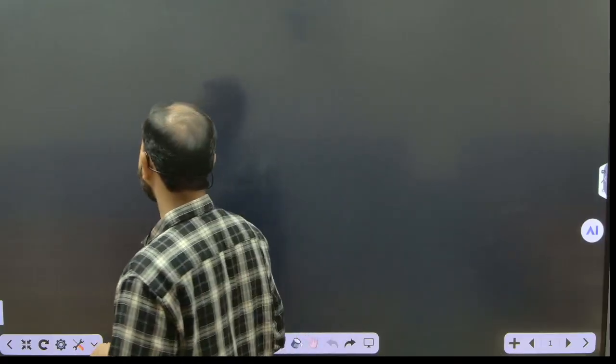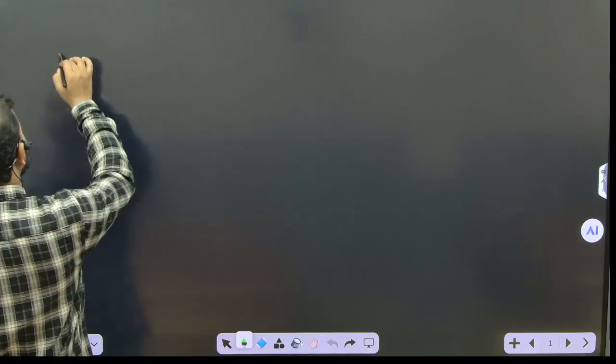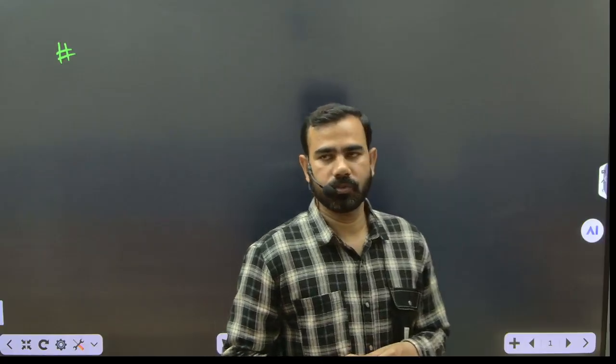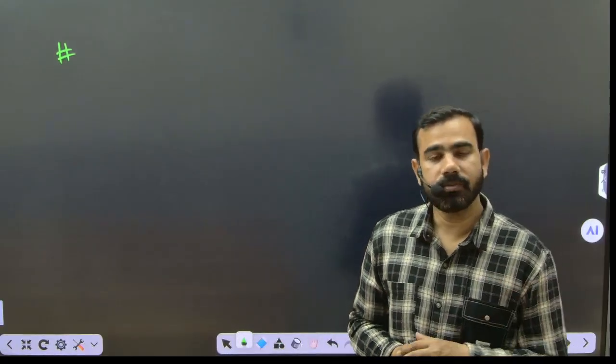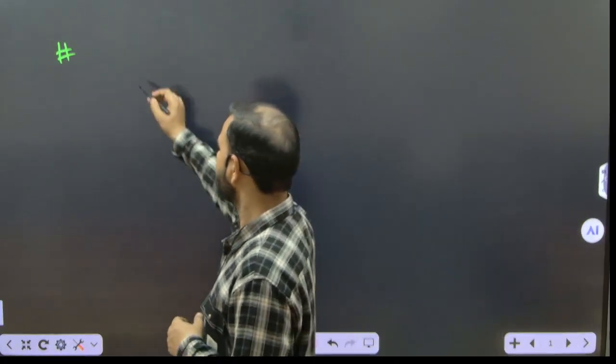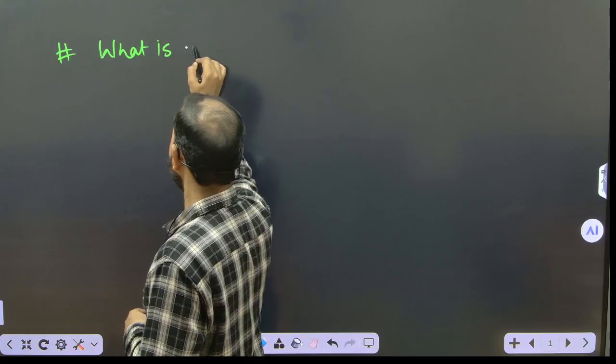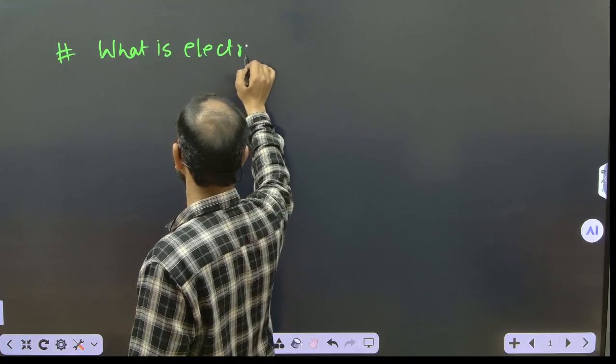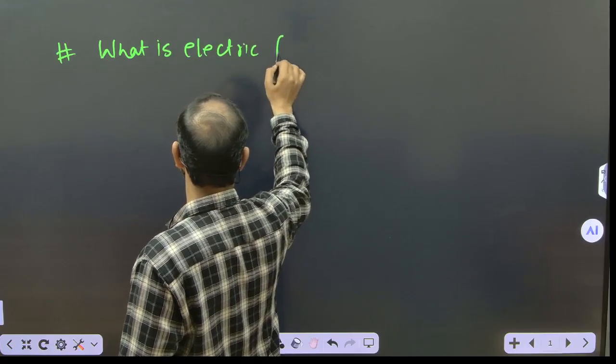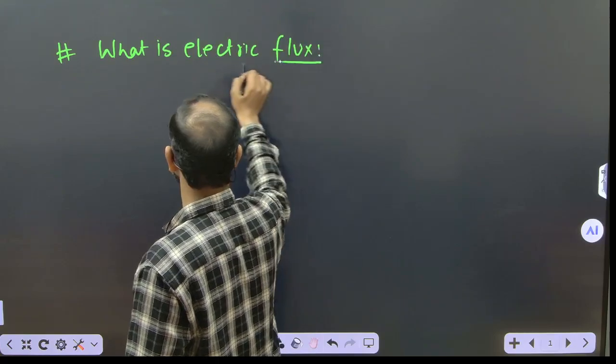Today we are going to discuss electric flux. Today we will discuss what is electric flux and Gauss law. What is electric flux? Today we will discuss what is actually electric flux.